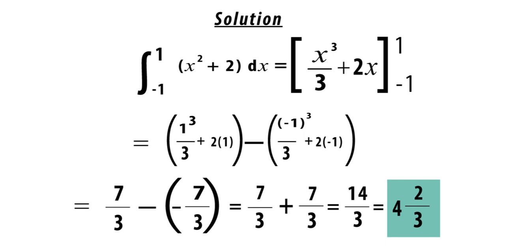That is equal to 1 cubed divided by 3 plus 2 multiplied by 1, minus -1 cubed divided by 3 plus 2 multiplied by -1. We'll simplify that to get 7 divided by 3 minus -7 divided by 3, which is equal to 7 divided by 3 plus 7 divided by 3, and that is equal to 14 divided by 3, or 4 2/3.